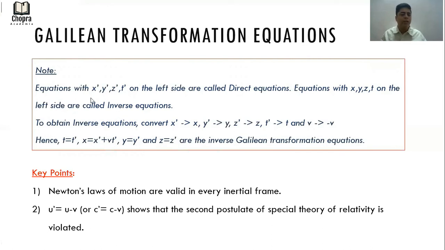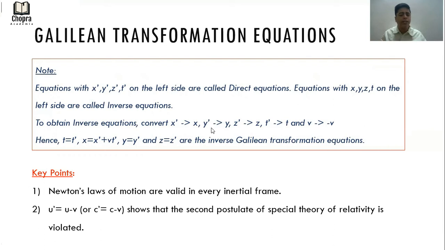How do you get these equations? How do you convert? Converting from direct to inverse equations is very easy. To obtain inverse equations, you can just change primed quantities to unprimed quantities. From the previous equation, x dash can be changed to x, y dash to y, z dash to z, t dash to t, and v has to be replaced with minus v.